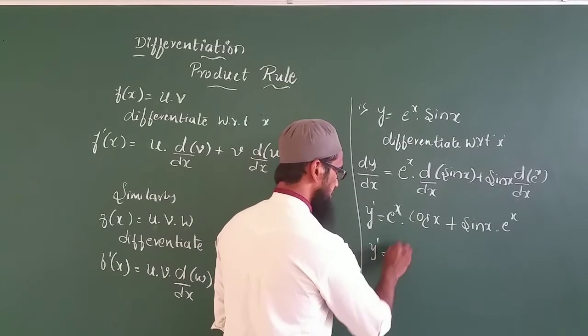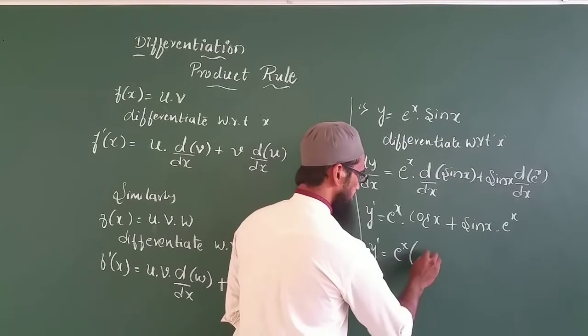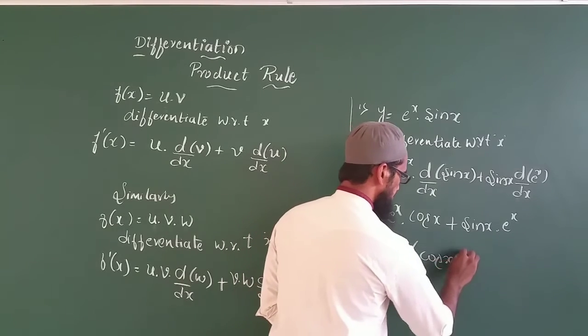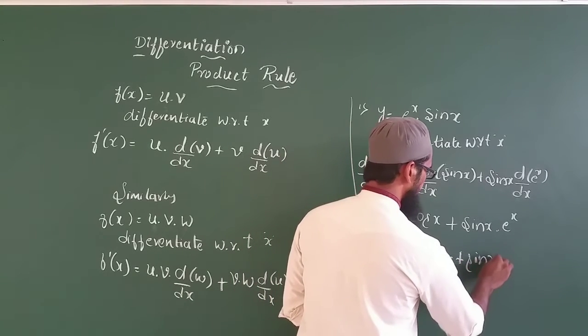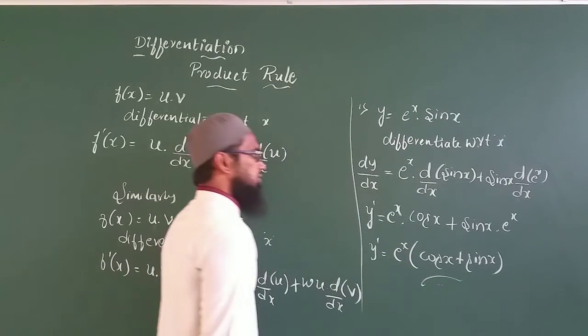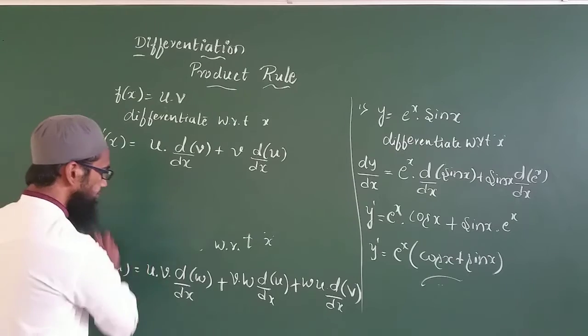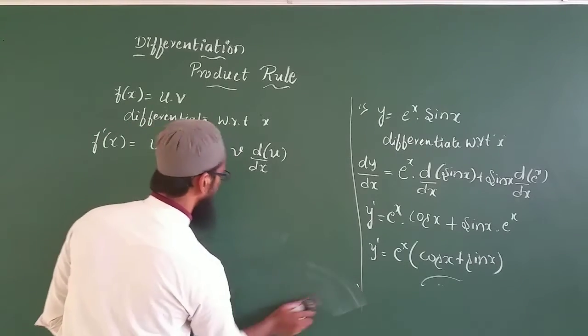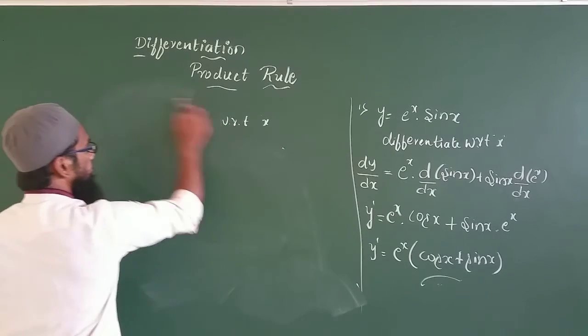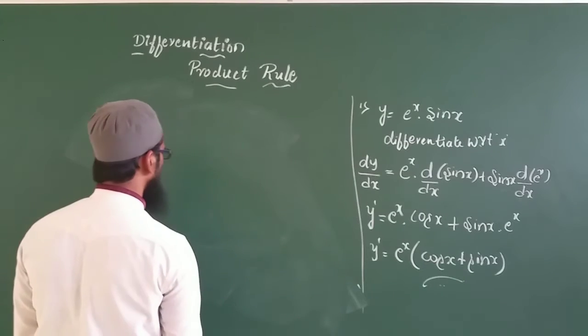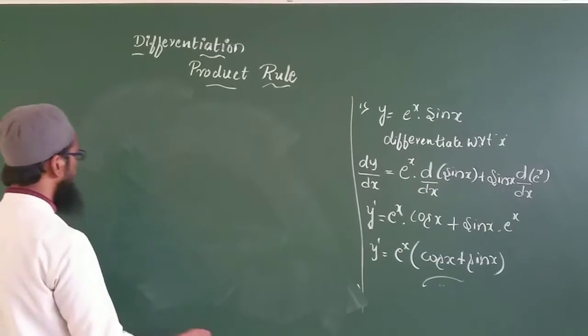Just simplify here. e power x you can take common. So this becomes e power x times cos x plus sin x, you can take it in this form. Okay, now we'll take some more examples here. It's quite simple: first function into differentiation of second, plus second function into differentiation of the first.